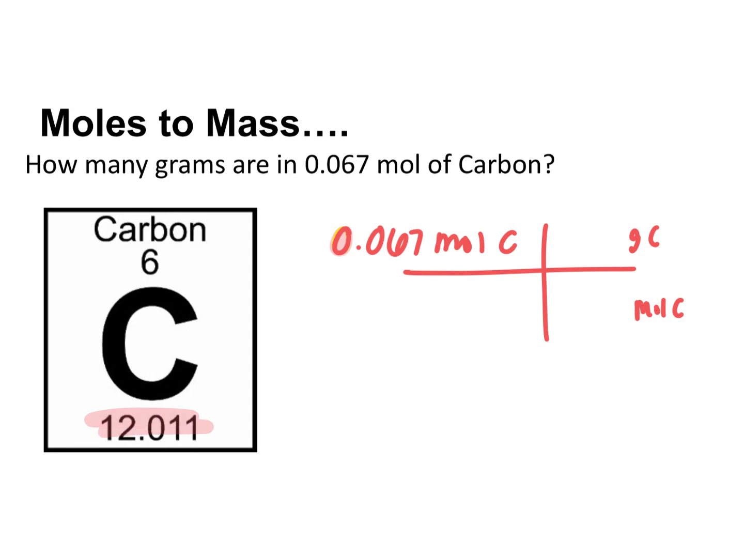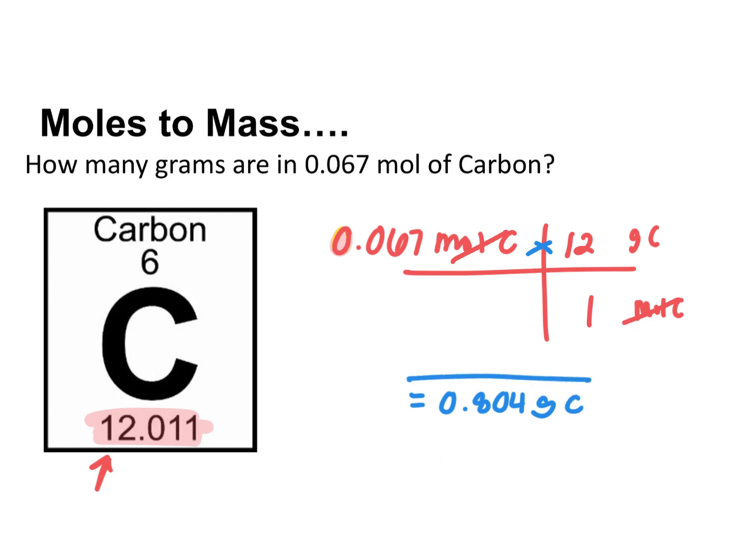I'm going to look at my periodic table, and to make things easier, round it to a whole number. I know that in 1 mole of carbon, based on my mass number, I have 12 grams of carbon. So to solve, I am going to take 0.067 times 12. When I do that in my calculator, I'm left with 0.804 grams of carbon. So in the lab, if I wanted to get 0.067 moles, I would need to mass out 0.804 grams of carbon.